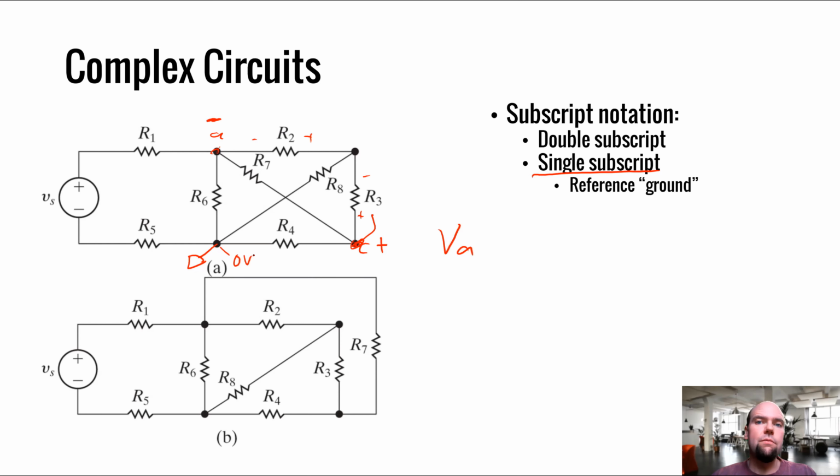Ground is kind of a strange term, though. Sometimes when people say ground, they literally mean earth ground. Sometimes when people say ground, they mean chassis ground. In this class, for the most part, ground simply means our 0 volt voltage reference. It's very similar to the concept of sea level.